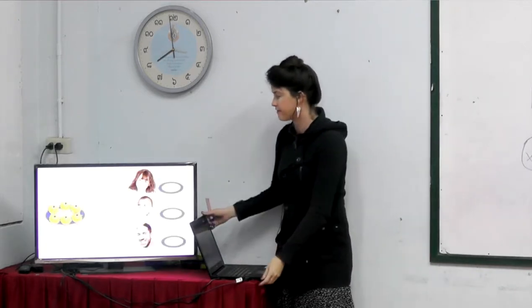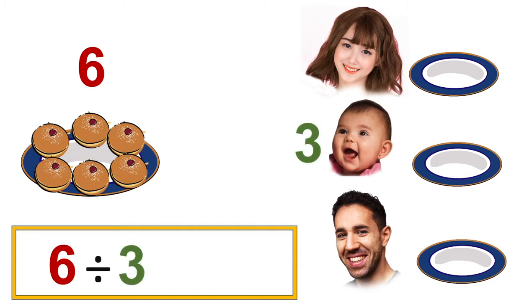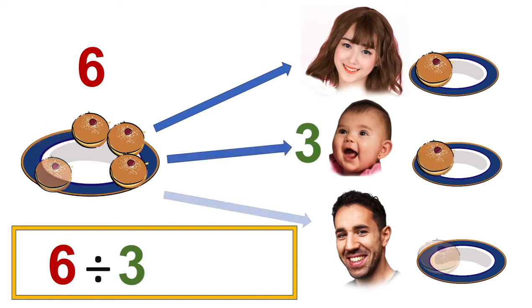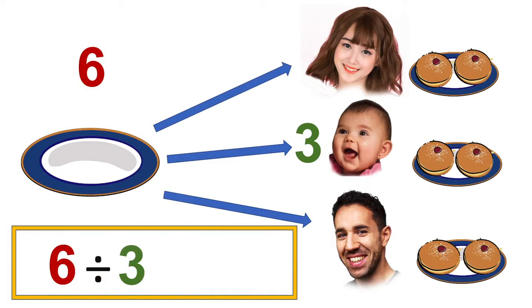So let's look at our friends with their cookies or pieces of cake here. So how many pieces do we have? 6 over here. How many friends do we have? 3 friends, so we're going to divide by 3. And let's pass out our cookies or cakes. There's 1 for her, 1 for her, 1 for him, 2 for her, 2 for the baby, 2 for the man. So our answer is 2. Everybody got 2 pieces of cake.